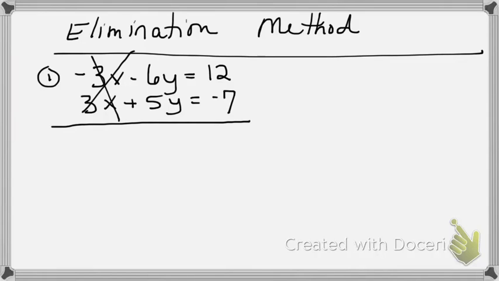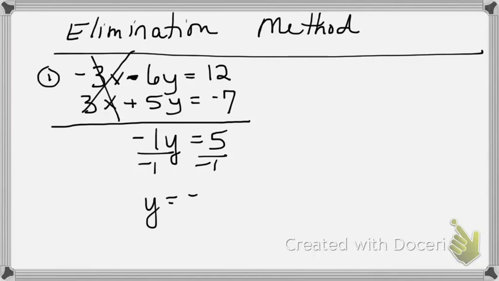And now add the negative 6y and the positive 5y, you get negative 1y underneath it. I keep y's under y's and x's under x's. And then take the 12 and the negative 7, add those together, you get positive 5. Now you're not done yet, because now you have to divide by negative 1, and y equals negative 5. That's a lot easier to get than it was using substitution method. I think fewer steps, per se.